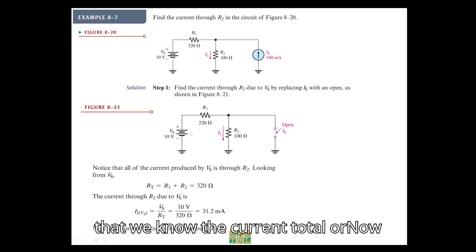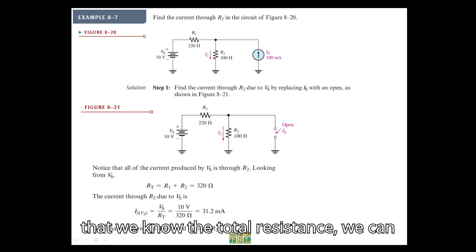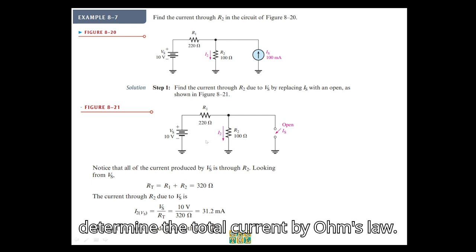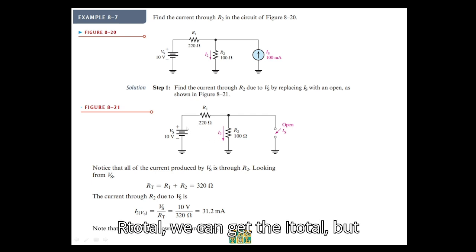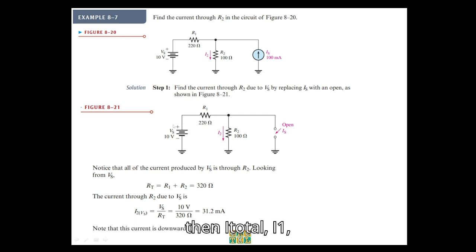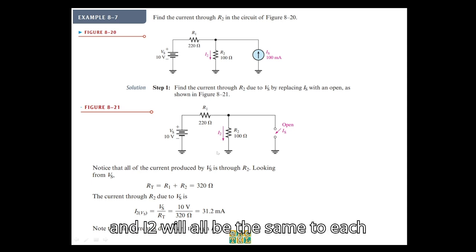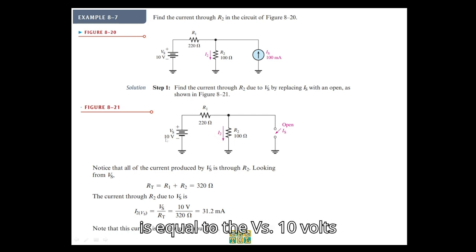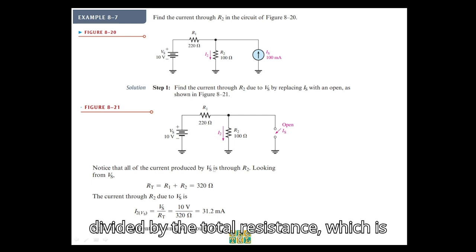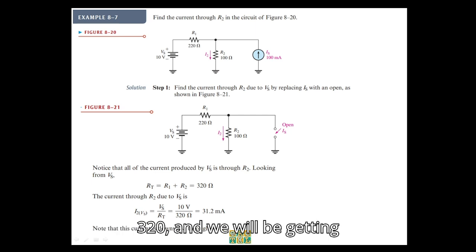Now that we know the total resistance, we can determine the total current by Ohm's law. With the voltage source divided by the R total, we can get the I total. But then I total, I1, and I2 will all be the same to each other. Therefore, we can say that I2 is equal to the Vs, 10 volts, divided by the total resistance, which is 320, and we will be getting 31.2 milliamperes.